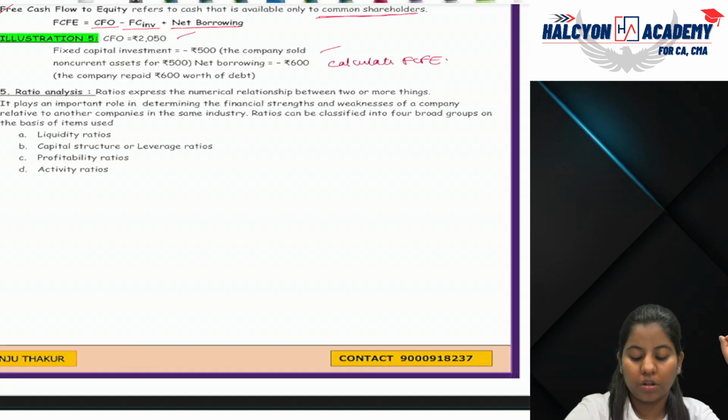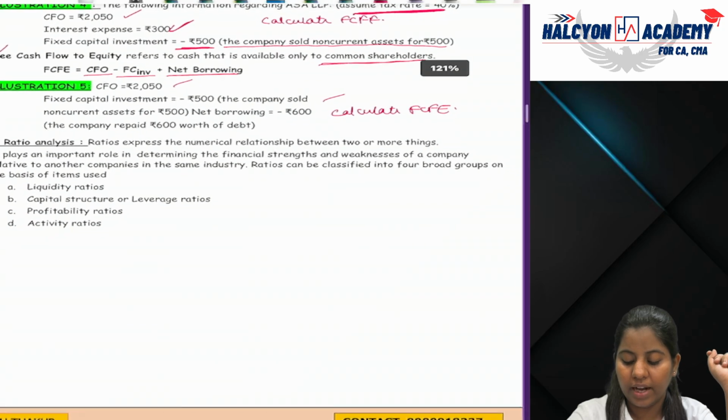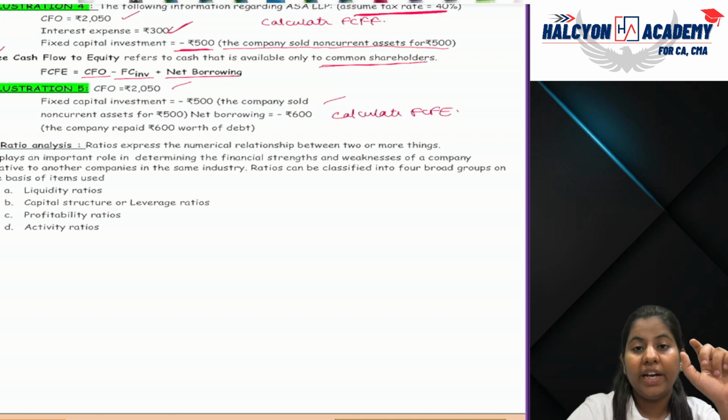See what is given in the book. Ratios express the numerical relationship between two or more things. Somewhere I gave you an example of ratio when I was explaining financial performance analysis, the asset turnover ratio. I hope you remember that. How ratios establish a relationship between one item of P&L and one item of balance sheet, I told you that.